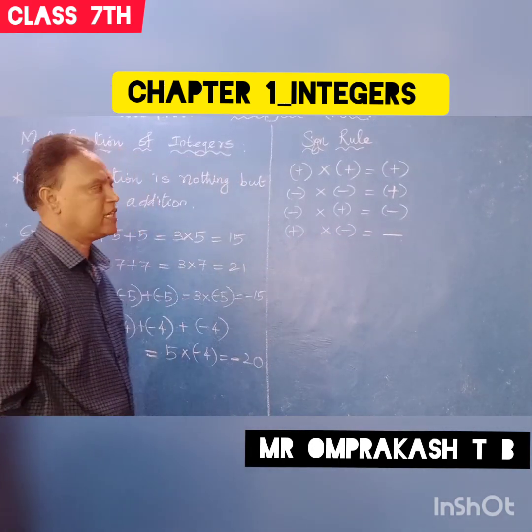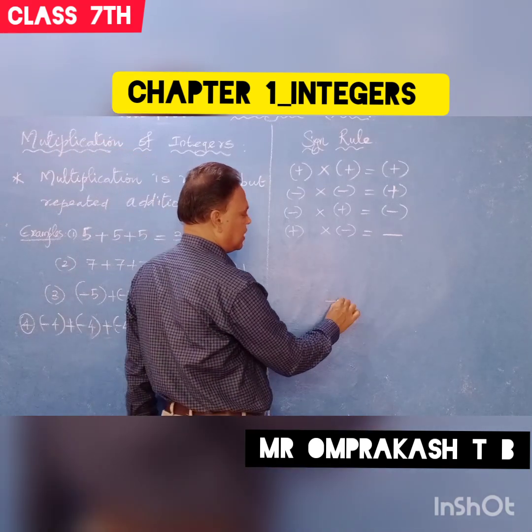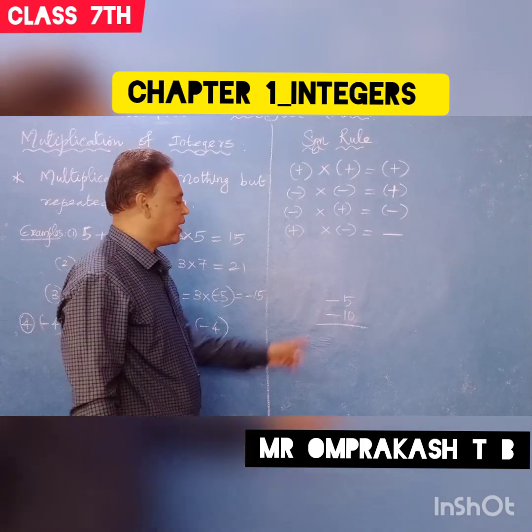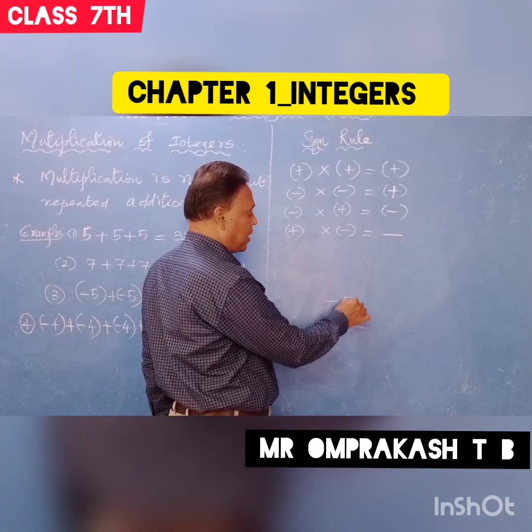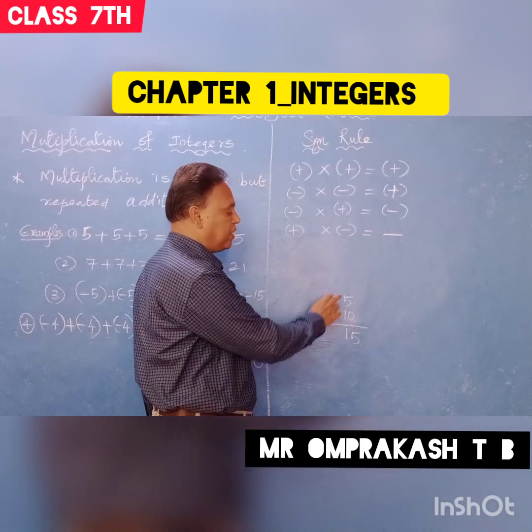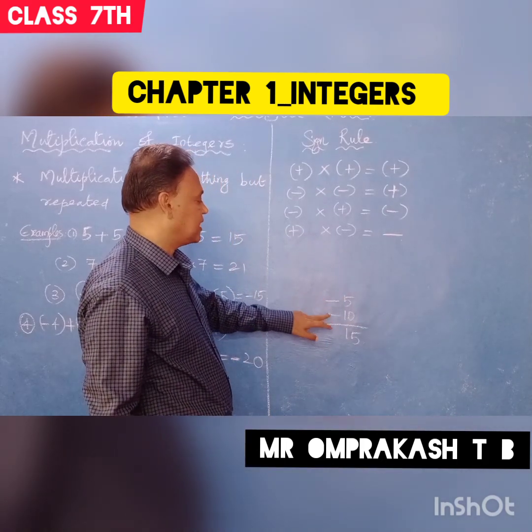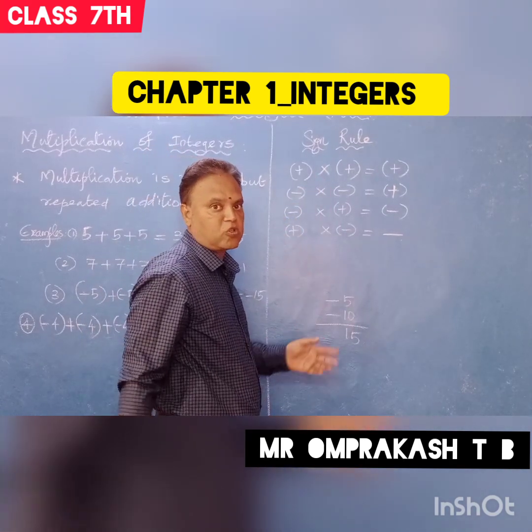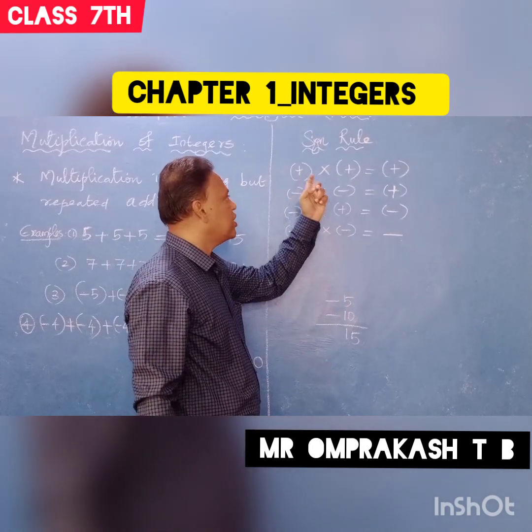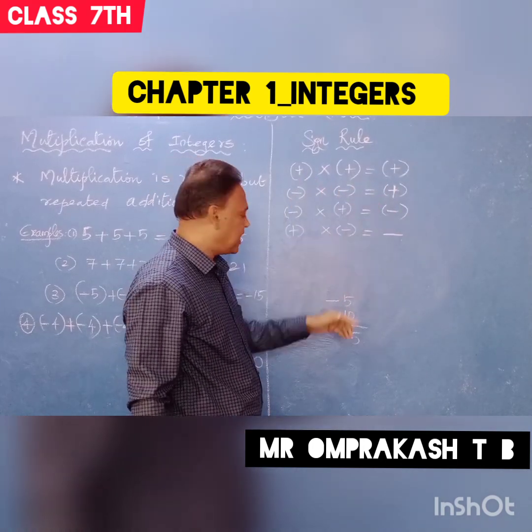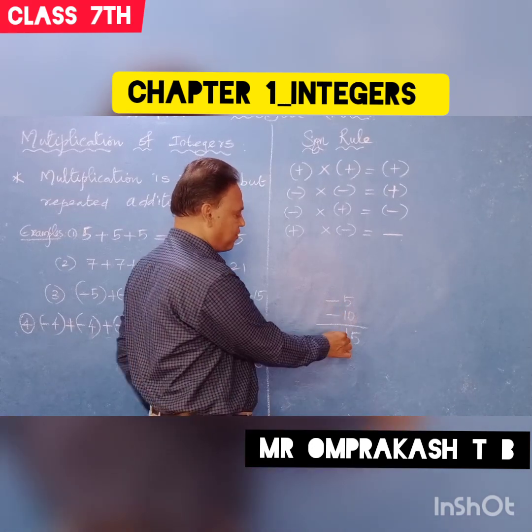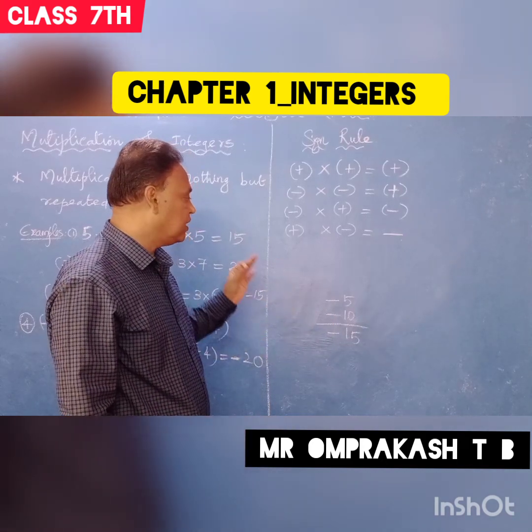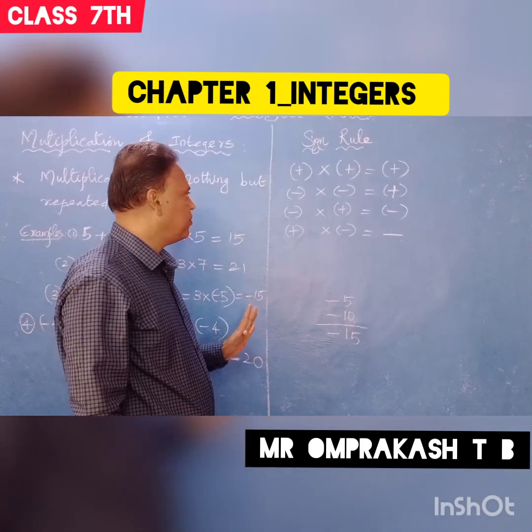Understand? In the addition of integers, minus 5 minus 10, what is the answer? 15. Many students get confused and write a plus. You should not write like that. Addition is different, multiplication is different, so you have to read properly. Minus into minus is plus. Here, minus 5 minus 10 is minus 15. So sign is very important in integers.